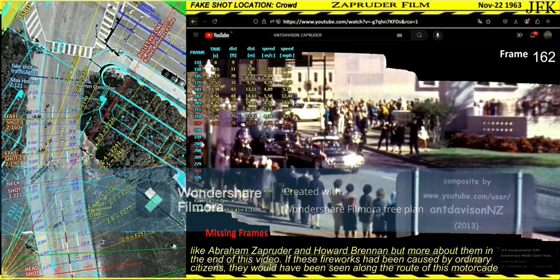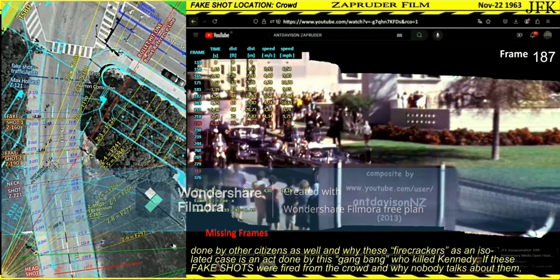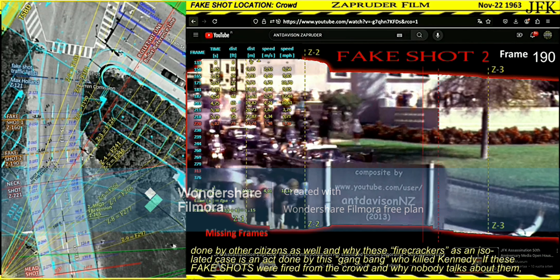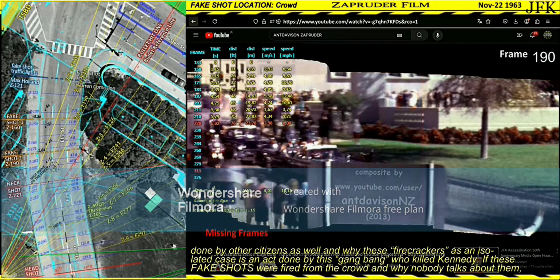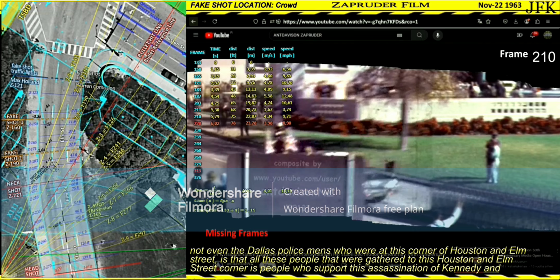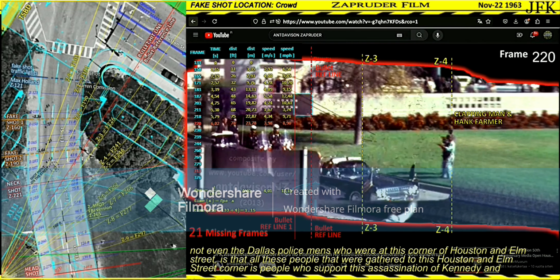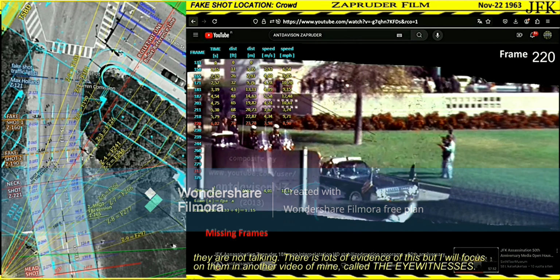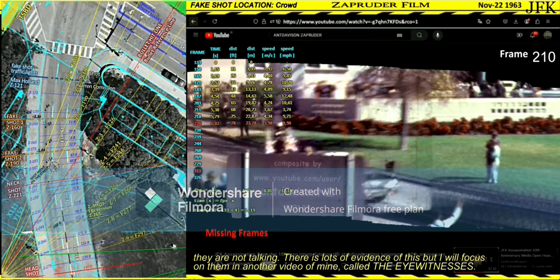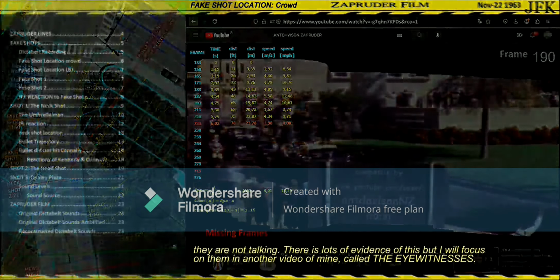If these fireworks had been caused by ordinary citizens, they would have been seen along the route of this motorcade done by other citizens as well, and these firecrackers as an isolated case are an act done by this gangbang who killed Kennedy. If these fake shots were fired from the crowd, why does nobody talk about them, not even the Dallas policemen who were at this corner of Houston and Elm Street? Is it that all these people gathered at this Houston and Elm Street corner are people who support this assassination of Kennedy, and that is why they are not talking? There is lots of evidence of this, but I will focus on them in another video of mine, called The Eyewitnesses.